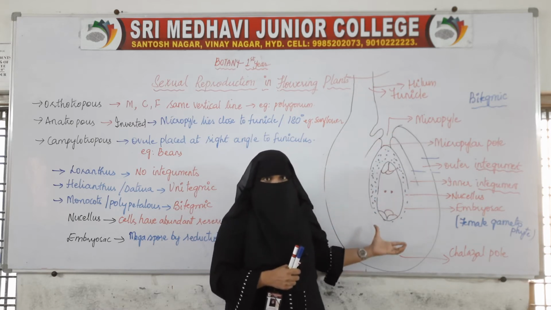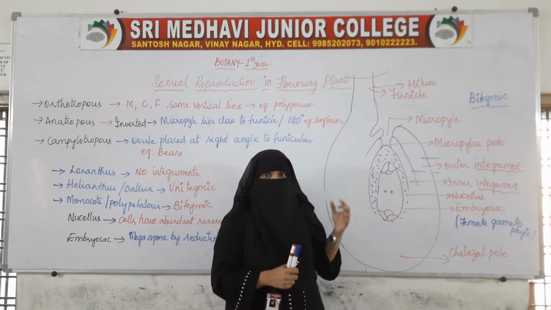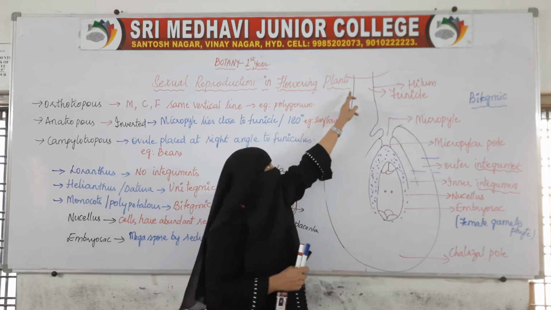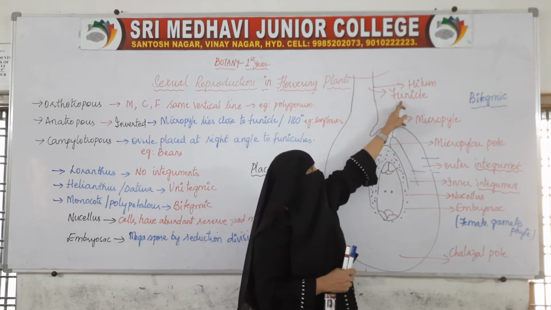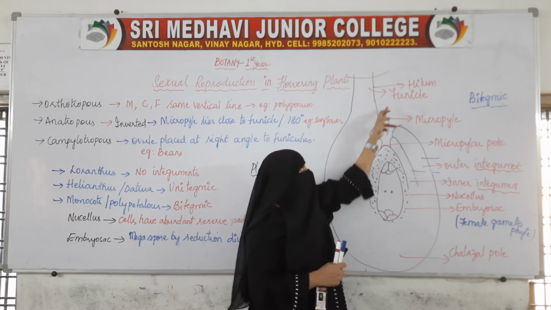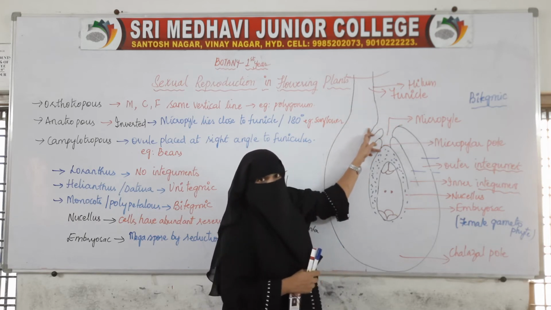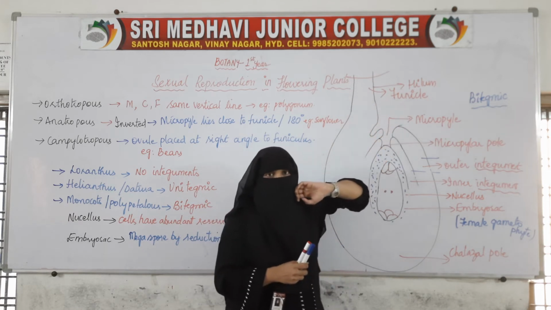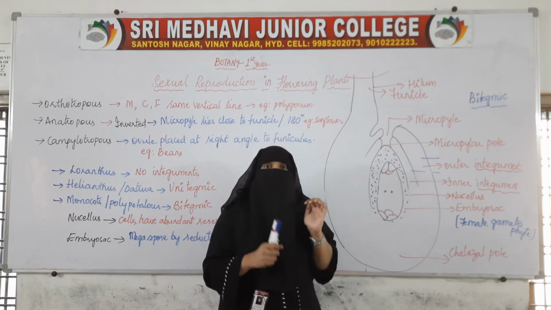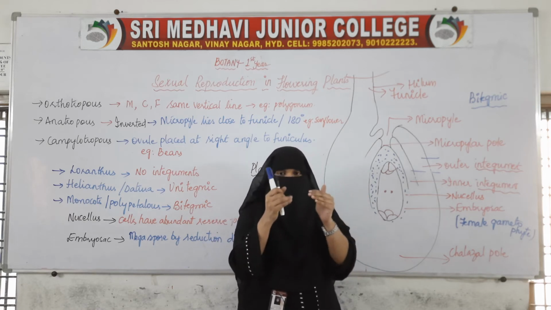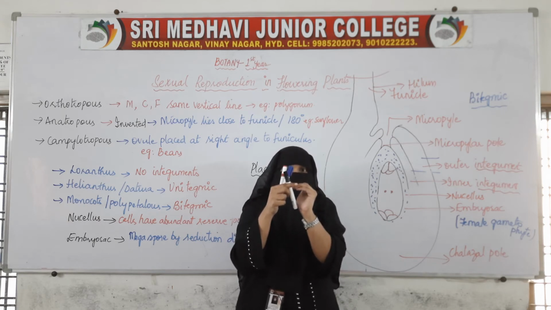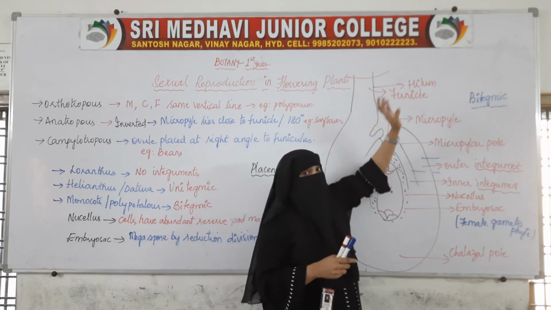So this is the structure of the ovule. This ovule is attached to the placenta with the help of a stalk-like structure called the funicle, and the place where the funicle and the ovule fuse is called the hilum. This is the stalk and this is the ovule. The stalk fuses with this ovule, and this place of fusion is called the hilum.